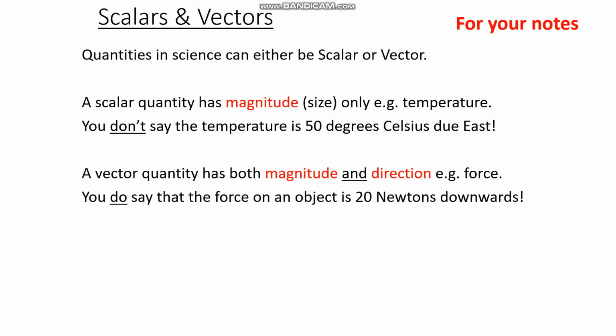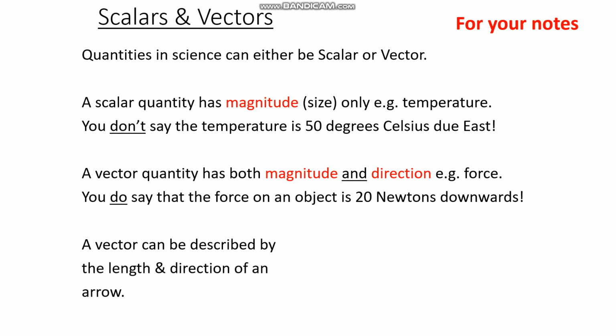You do say a force on an object is 20 newtons downwards or to the left, to the right or up, etc. It must have a direction associated with it. So a good way of describing a vector is simply by having an arrow giving a certain direction and of a certain length. The direction obviously gives you the direction which the force is acting, and the size of the arrow gives you an indication of how big that force is. The longer the arrow, the bigger the force. Okay. This idea is quite important when we start to add vectors together later.